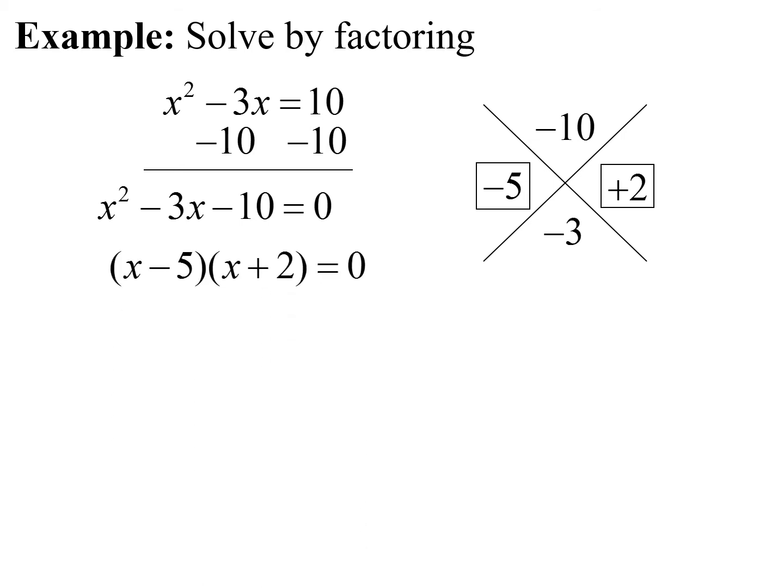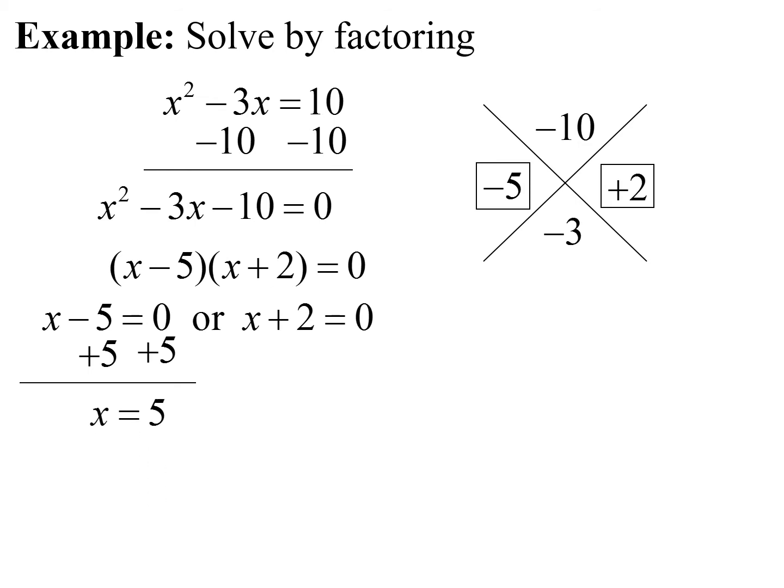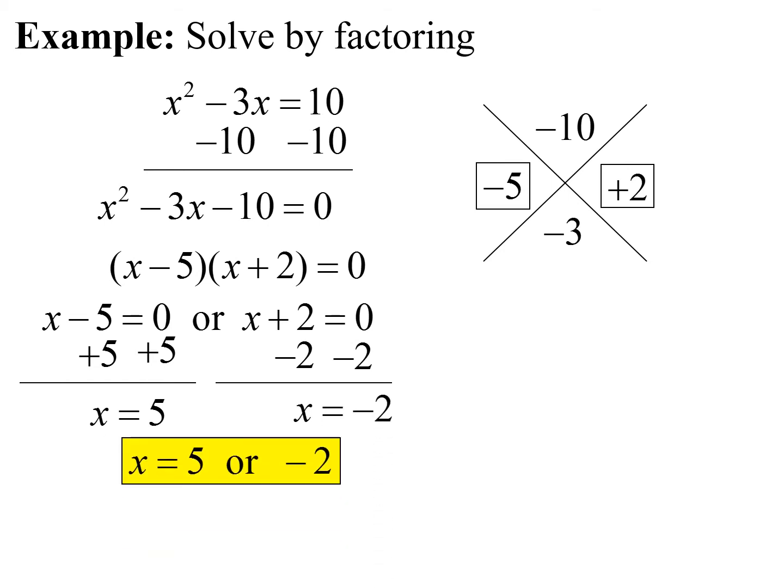They're going to be the numbers inside of my binomials. So we have x minus 5 times x plus 2 equals 0. To use the zero product property, I'm going to set x minus 5 equal to 0 or x plus 2 equals 0. To solve the first one, I'm going to add 5 to both sides, and I get x is equal to 5. To solve for the second value of x, I'm going to subtract 2 from both sides, and I get x is equal to negative 2. So my two possibilities for x are either 5 or negative 2.